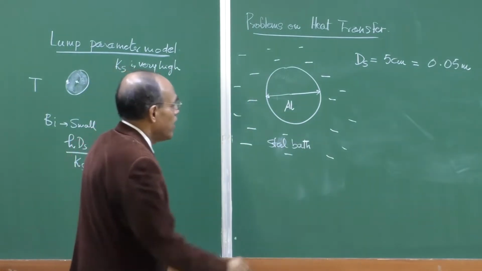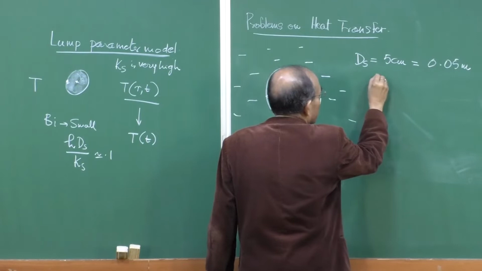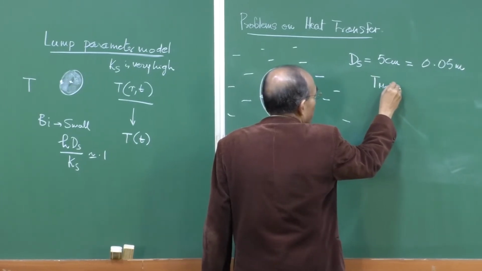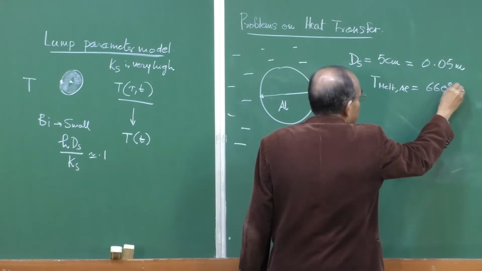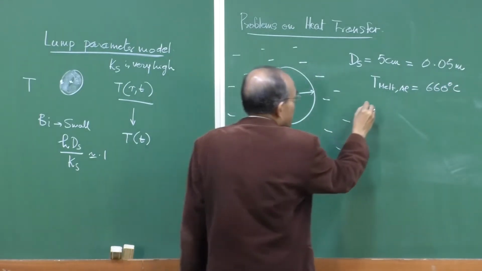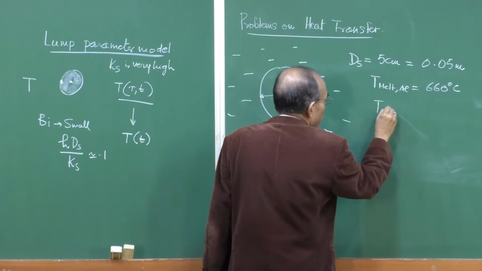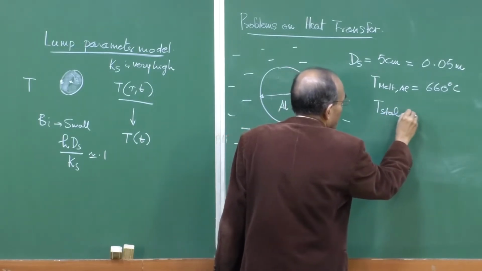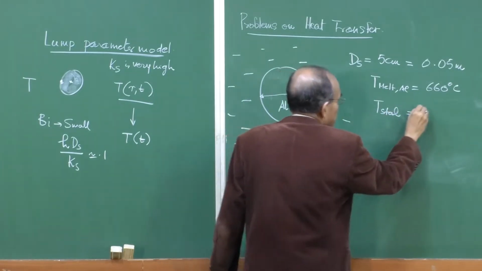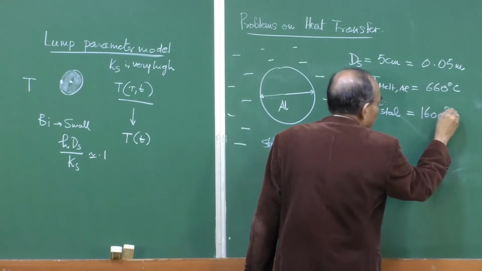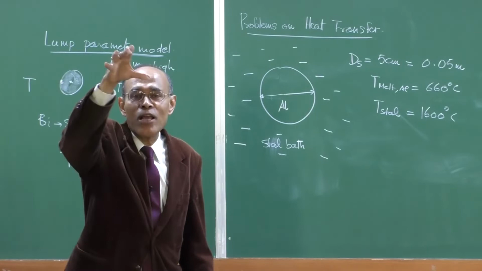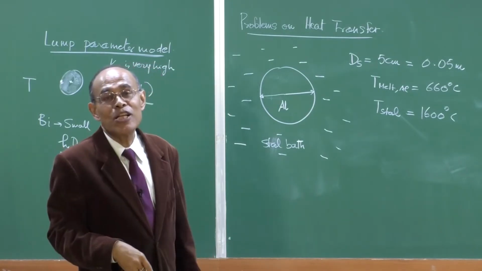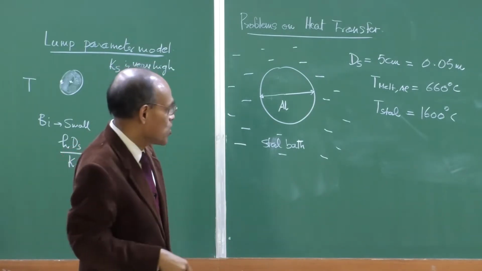We know that aluminum melts at T_melting of aluminum, approximately about 660 degrees centigrade. Let us say the steel bath T_steel is about 1600 degrees centigrade. Basically the operation takes place when you add aluminum shots into a steel bath during deoxidation of molten steel.